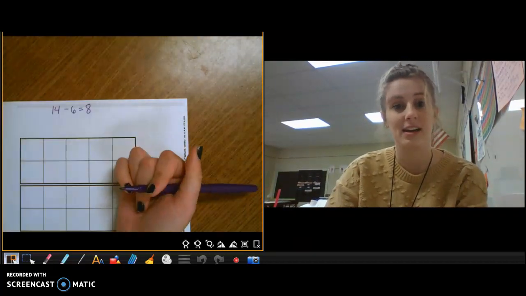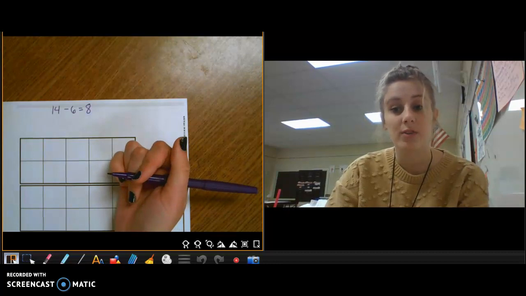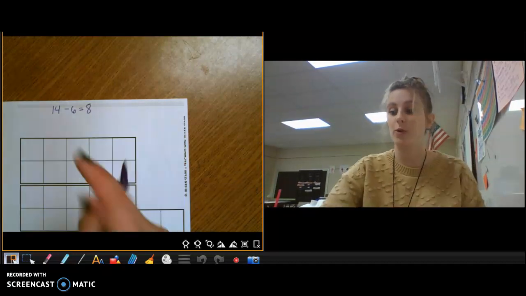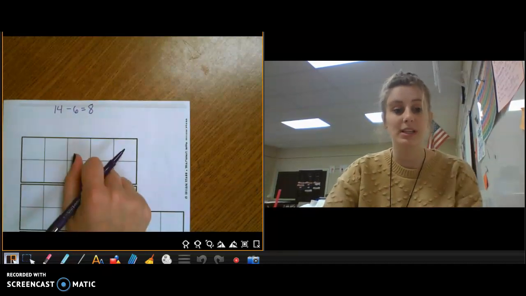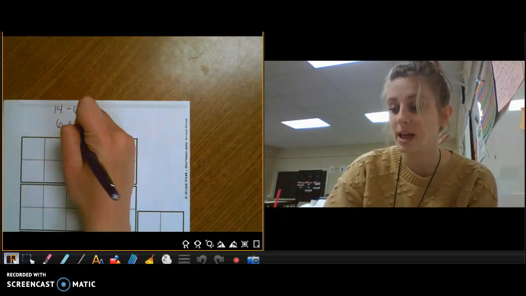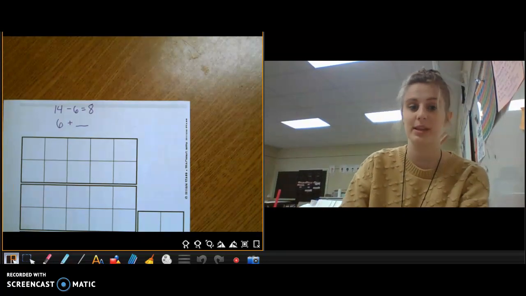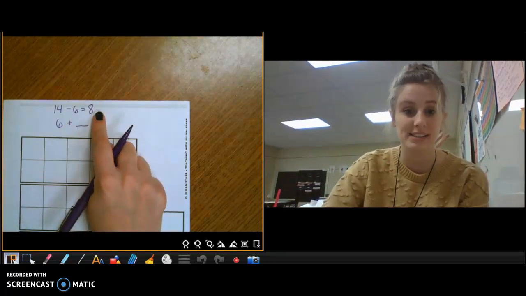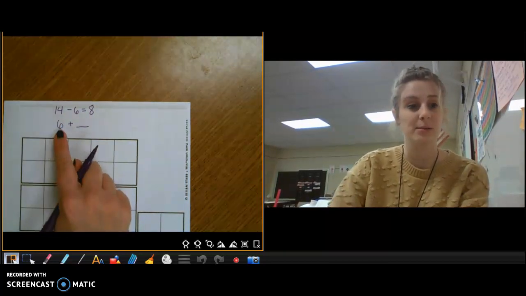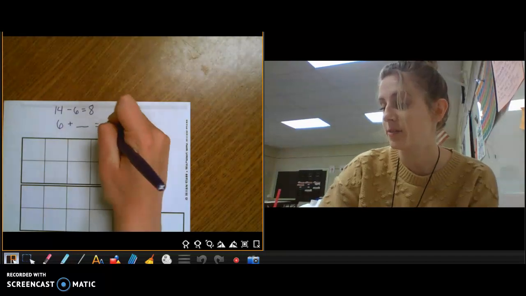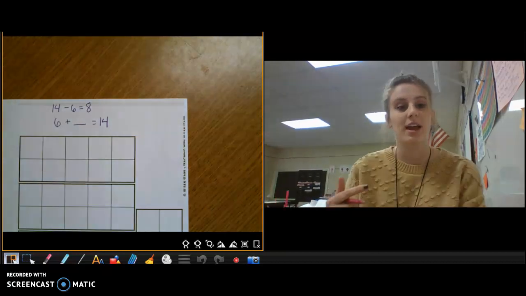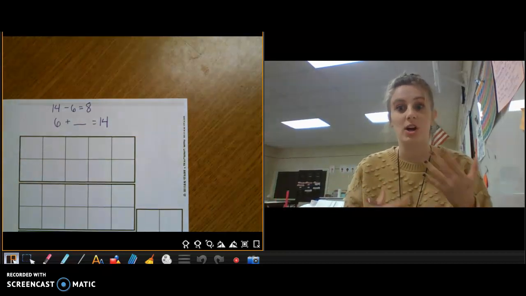Now we're going to add. So we need to start with the number from our first problem where it said 14 minus 6. Right? So we know 14 would be our total number. So we need to start with the other number they gave us. In this case, it would be 6 plus blank, because right now we're not sure about the answer. We know from our subtraction that it's 8, but we still need to find it for addition. So we know our problem would be 6 plus blank equals 14. So 14 is our total. 14 was our total here, and 6 is the number that we're starting with for our addition problem.